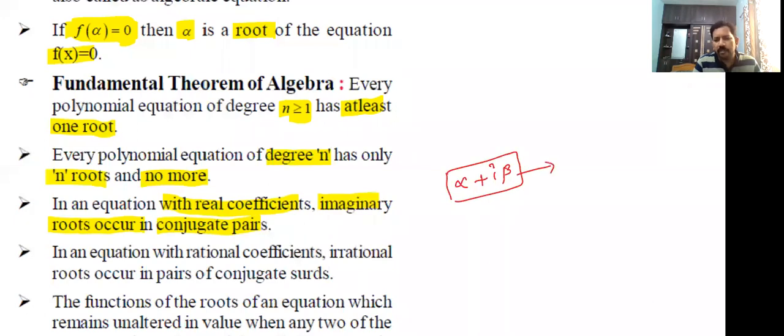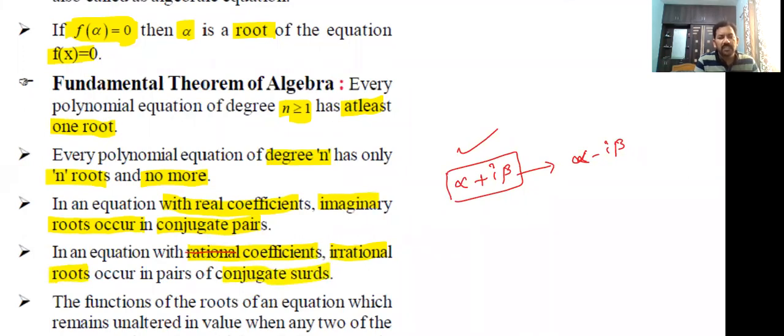What is the conjugate of alpha plus i beta? Alpha minus i beta. That means if one of the roots is complex, then compulsorily the conjugate root is also complex. Okay, alpha plus i beta is one root, then another root is alpha minus i beta. So if one root is an imaginary root, it occurs in conjugate pairs in an equation with real coefficients. Rational coefficients means we get irrational roots.